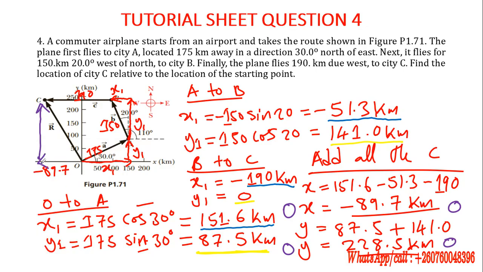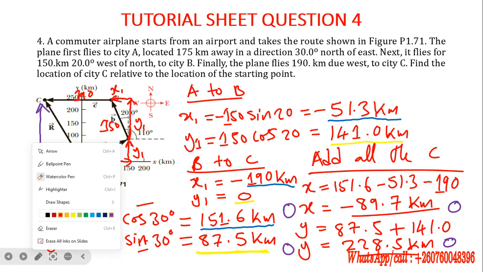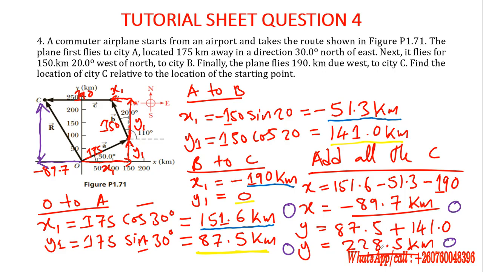So this is what you need to understand. This is something. Now this positive one here, it's 228.5. Yes. So we're trying to locate what? C. You get? So that's how you go about C. You get? So now what does that mean?